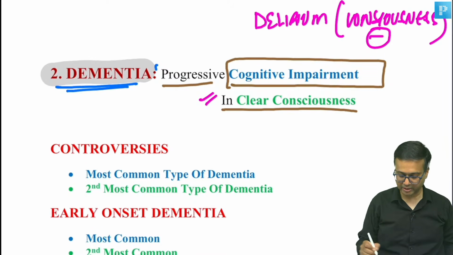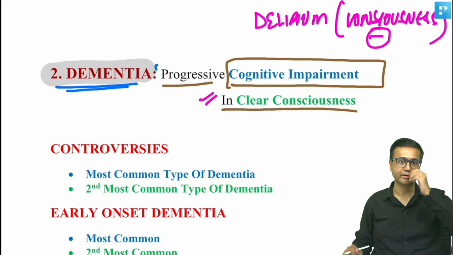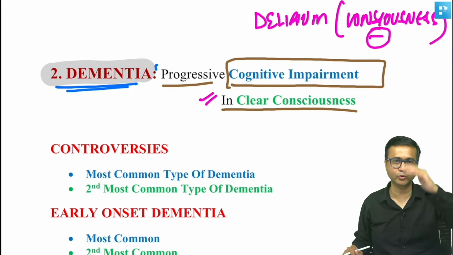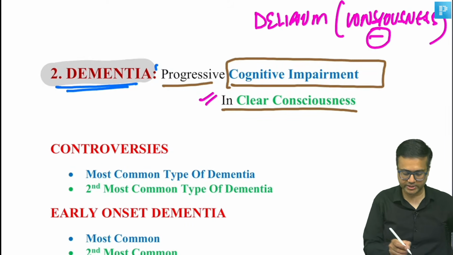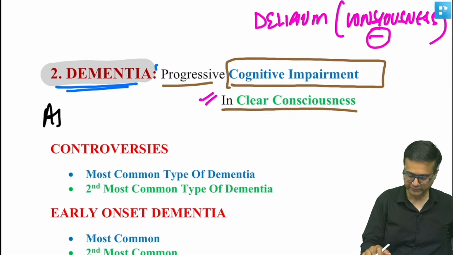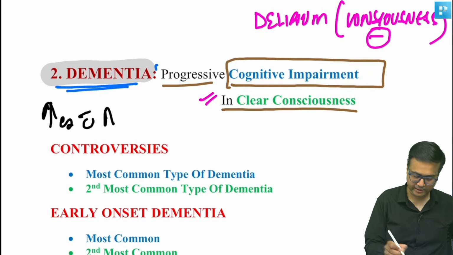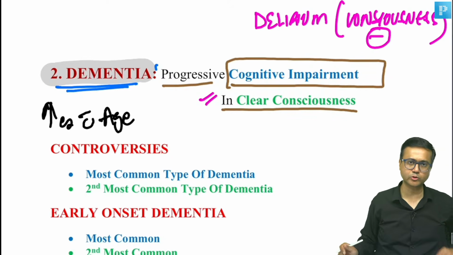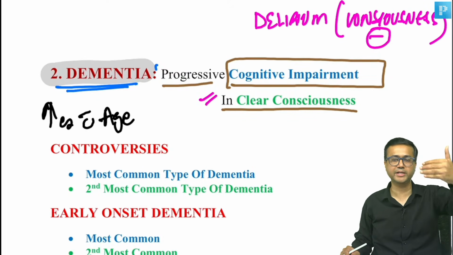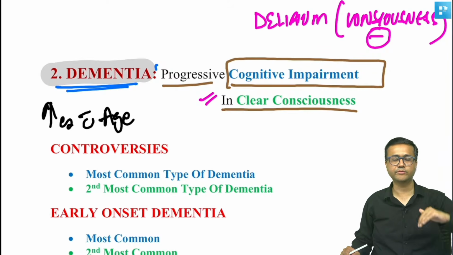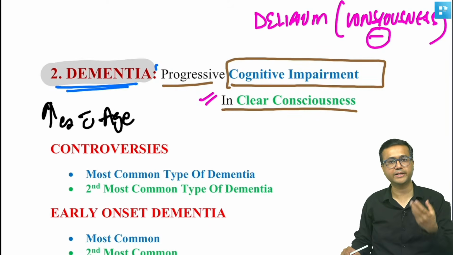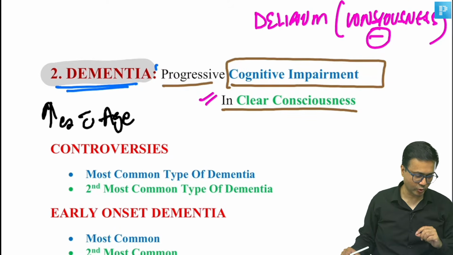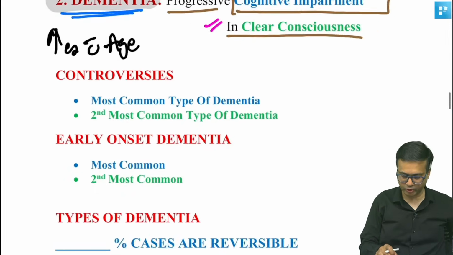Also remember beta, if I ask you, does the prevalence of dementia increase or decrease with age? You will say, sir, with age it increases. As the age increases, the prevalence increases. Just like we discussed, even in delirium the elderly have a higher risk, even in dementia the elderly may be at a higher risk. Let's now discuss some important types.